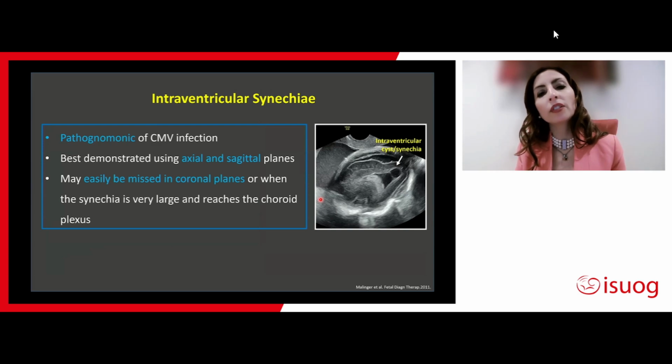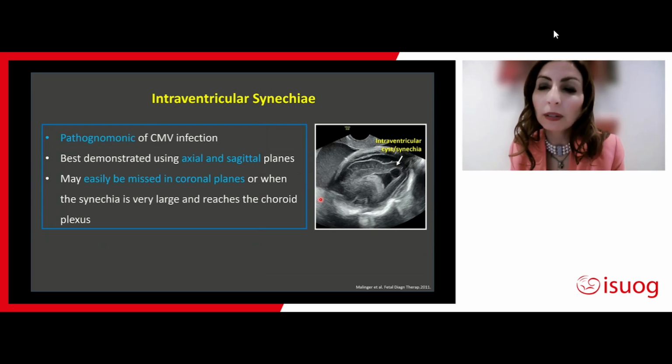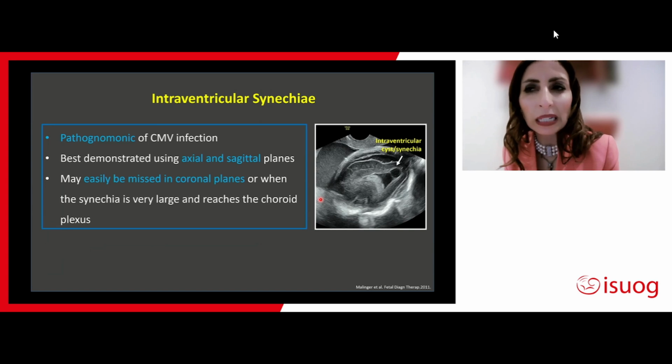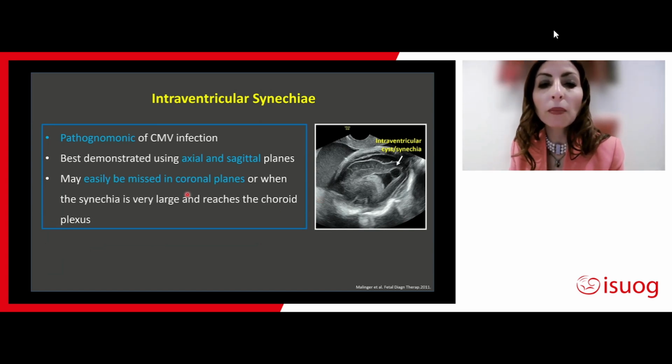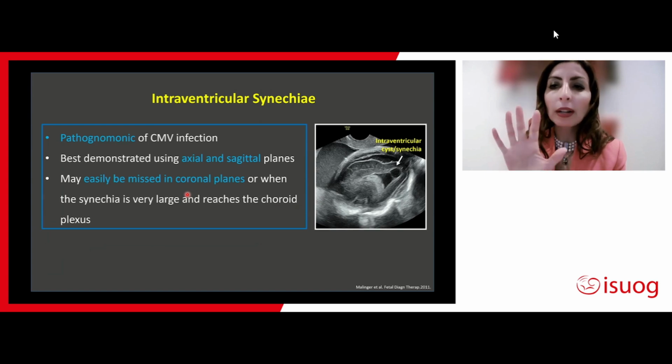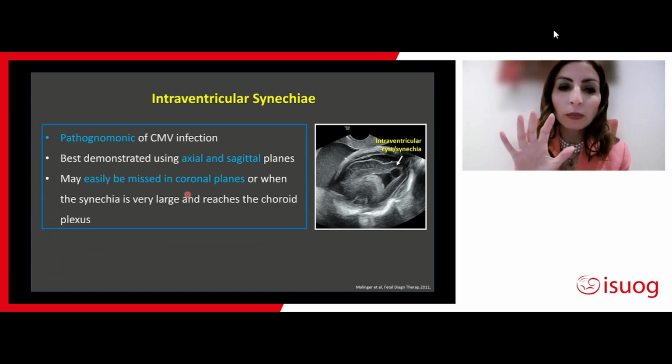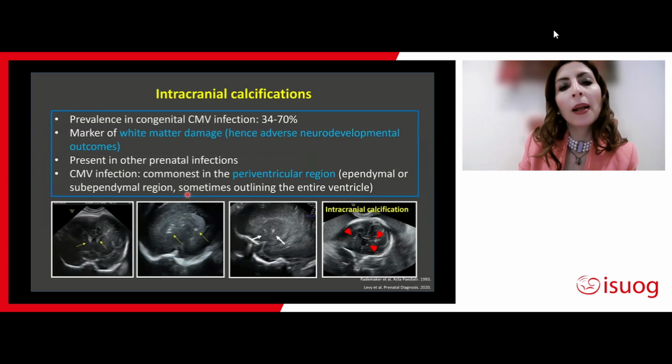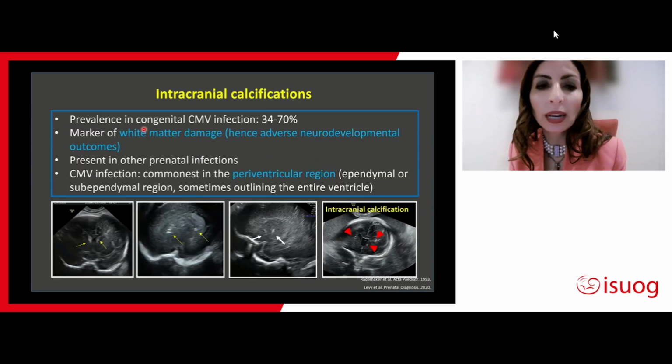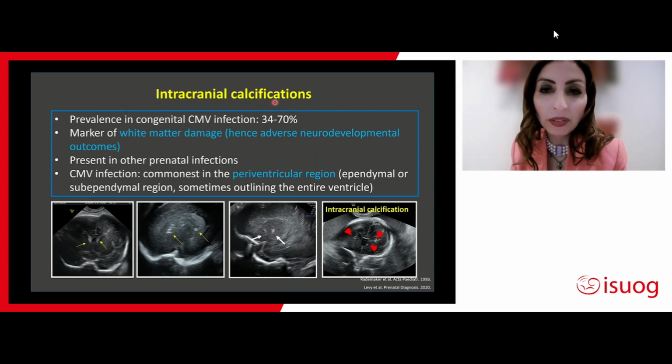The intraventricular synechia is almost considered pathognomonic. If you see it, it is pathognomonic of CMV infection; you don't really see it in other pathology. And be careful, because you might miss it if you're just looking at the coronal planes. It's best demonstrated in the axial or the sagittal plane.